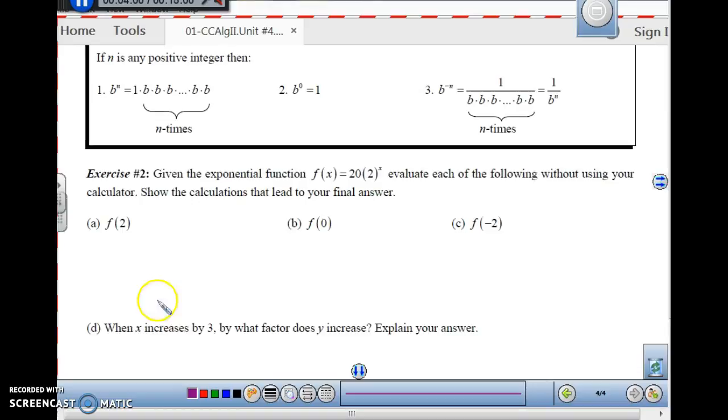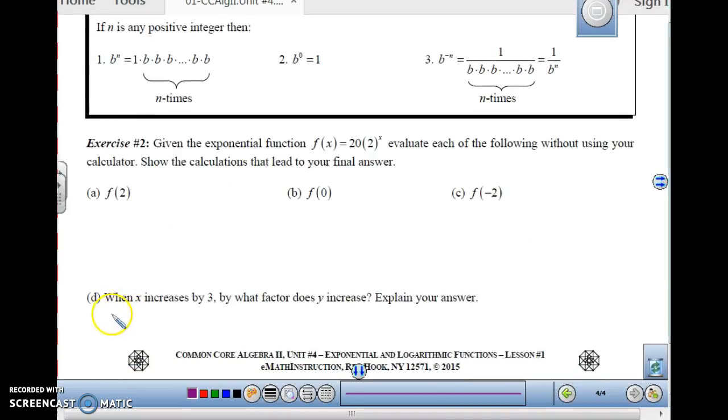All right, now in this problem, when x increases by 3, by what factor does y increase? And explain your answer. Okay, so let's look at that. What is f of 1 if we work this out? It would be 20 times 2 to the 1st, which is 20 times 2, which is 40. And then if x increased by 3, that would be f of 4. Let's see what that is. 20 times 2 to the 4th. All right, 2 to the 4th is equal to 16. And 20 times 16 is 320.